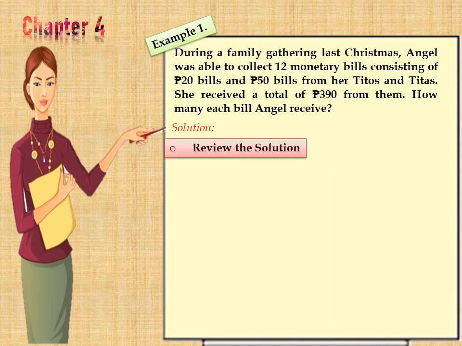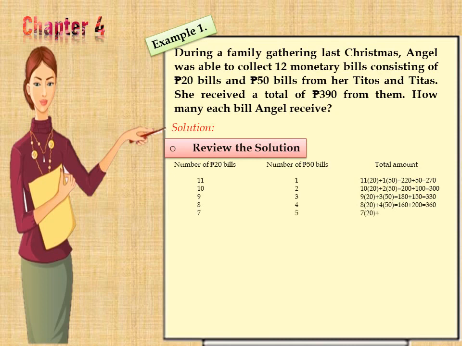Next step is review the solution. So after carrying out the plan, we have to review our solution. So we're just going to complete the table. Since we stopped at 7 earlier, let's just complete the table.